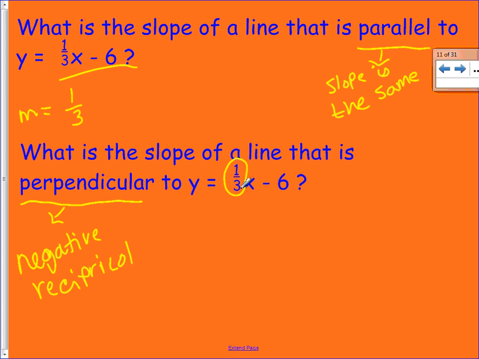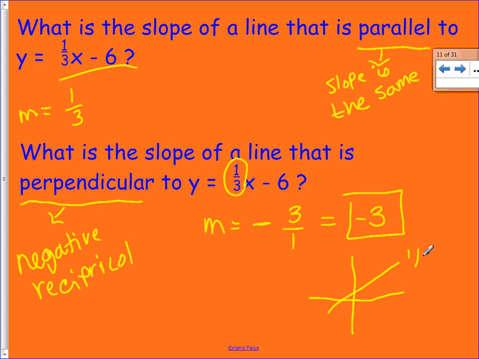1/3. First of all, 1/3 has to be negative, right? Yes. Okay. And what does reciprocal mean? The opposite, so it's 3. So we have to flip it, which makes it 3 over 1, which written in simplified terms is -3. That means if I have a slope of 1/3 and a negative reciprocal of -3, it has to intersect and make that right angle. That's how we get a negative reciprocal to get a perpendicular line.